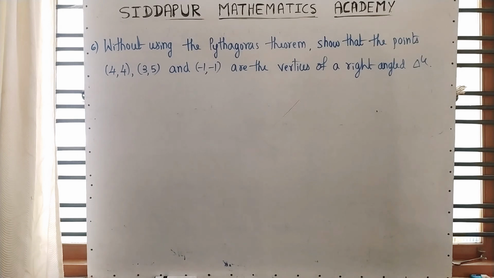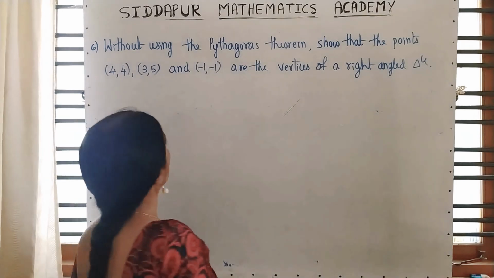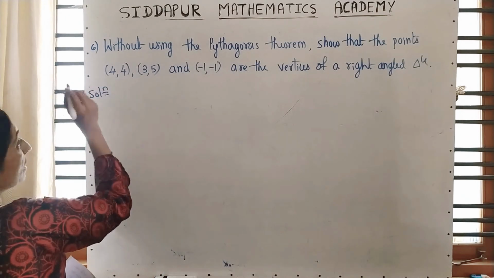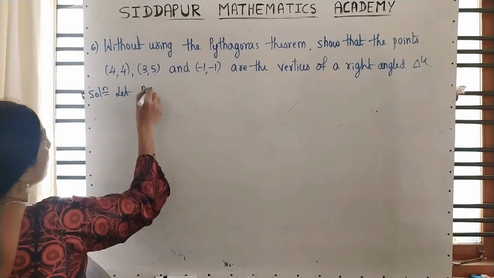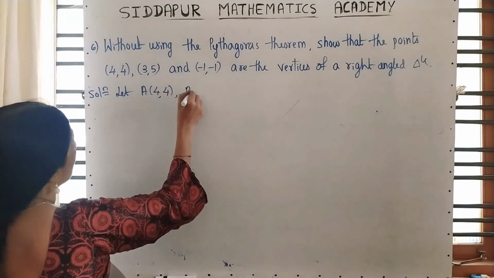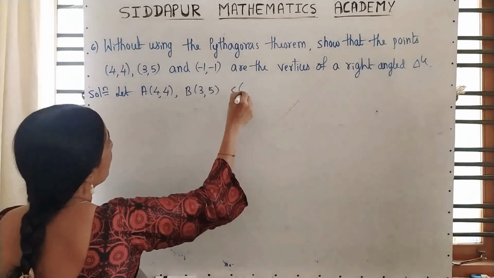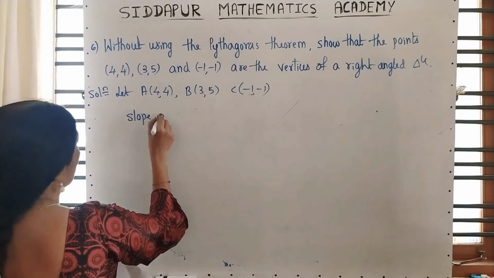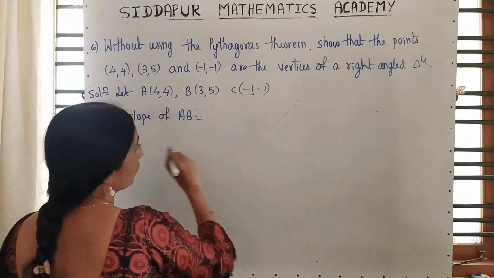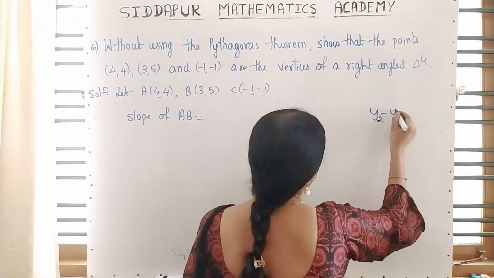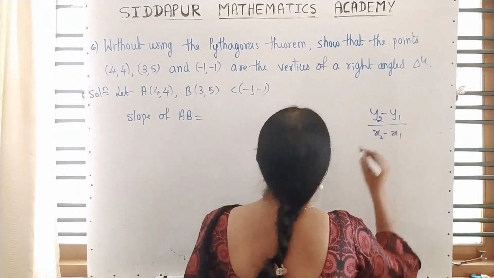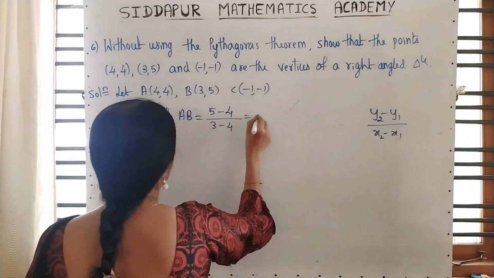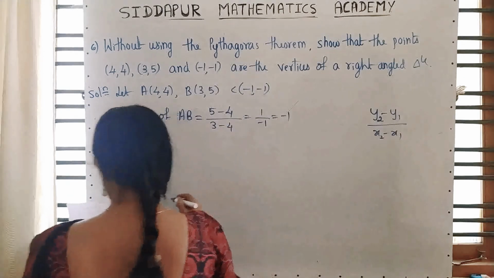See the 6th question. Without using the Pythagoras theorem, show that the points are the vertices of a right angle triangle. Let us call these points A, B, C. Let A be 4, 4, B 3, 5, C -1, -1. Calculate the slope one by one. First I am calculating the slope of AB. I am using the formula y2 minus y1 upon x2 minus x1. That is 5 minus 4 upon 3 minus 4. 1 upon -1, that is -1.